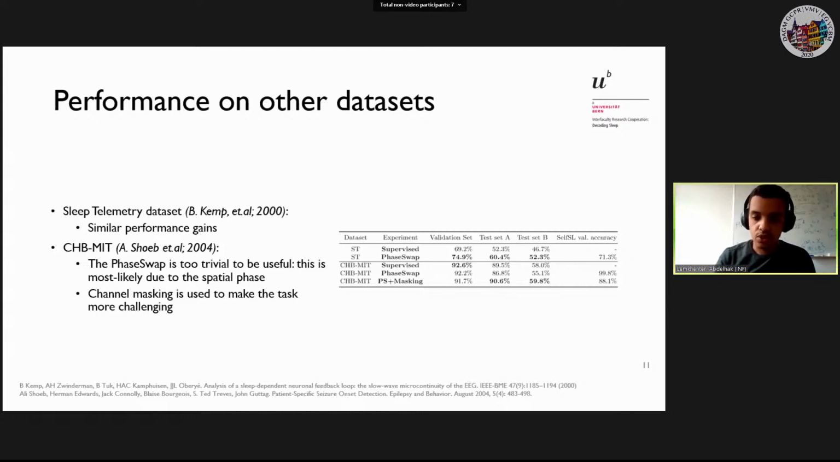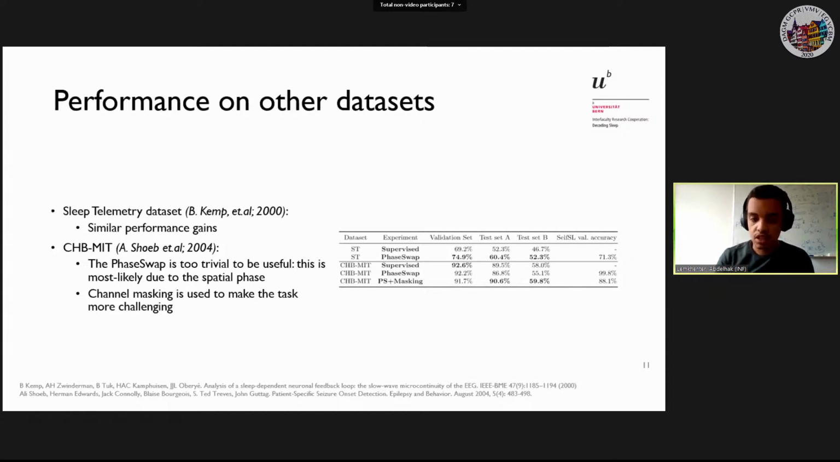We also try to test our framework on a different type of problem, which is seizure detection. So we did this on the CHB MIT dataset. And unfortunately, we can see on this table that the phase swap pre-training doesn't help improve the performance. This can be explained by the fact that the self-supervised task seems to be trivial on this dataset, because we can see that the validation accuracy for the self-supervised learning is above 99%.